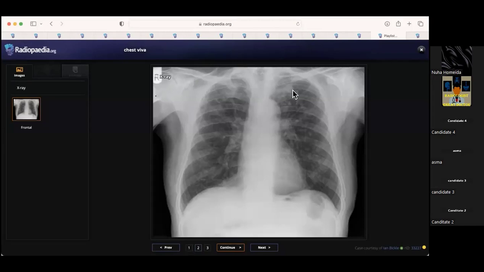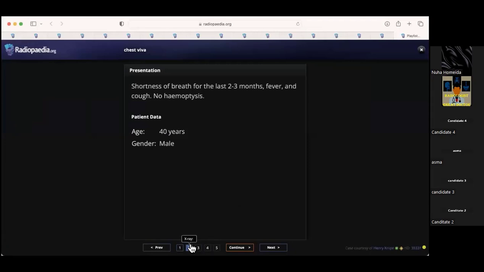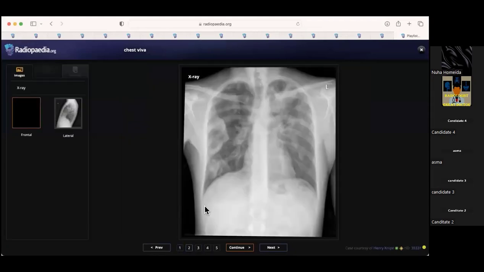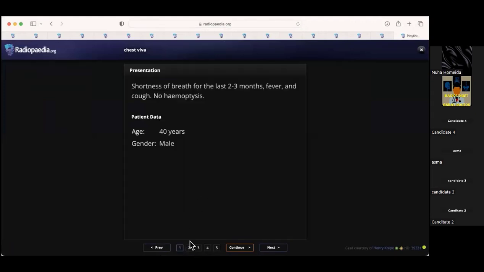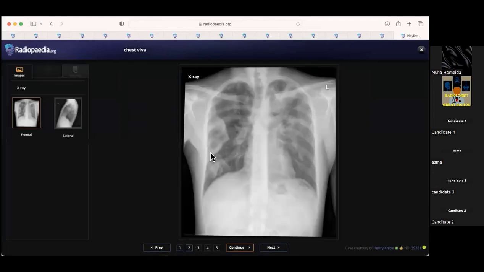So these patients also go to the MDT, so they get discussed in MDTs, and they have regular follow-up in their respiratory clinic. So this is a 40-year-old male. I think the history was given as shortness of breath for the last 2 to 3 months, with fever and cough and no hemoptysis. Yes, I have been presented with a chest radiograph for an adult patient with fever, cough, and shortness of breath.